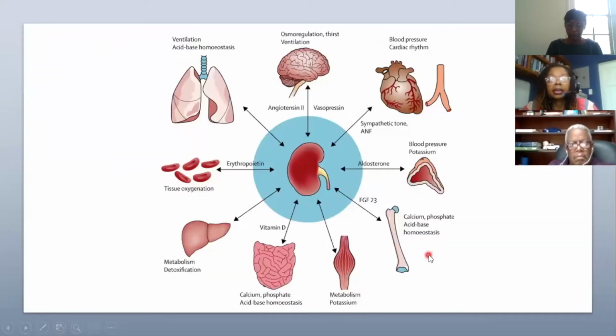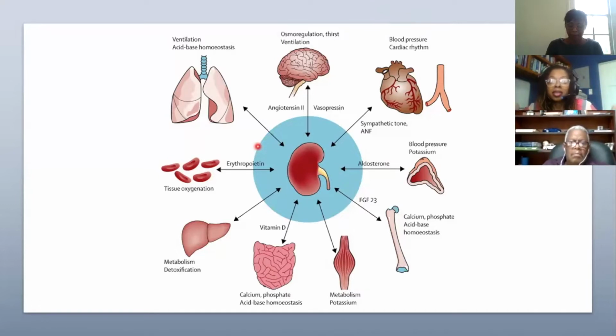So again, this just goes to show just how complex it is. You have the kidney sitting in the middle, and this slide just shows how it interrelates with several organs in the body. So it has a relationship with the lungs, establishing what we call acid-base balance or homeostasis. Again, I try to stay away from big words, but this basically means it keeps the pH in a balance.